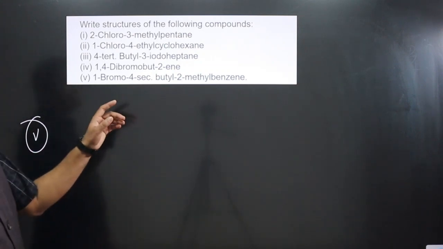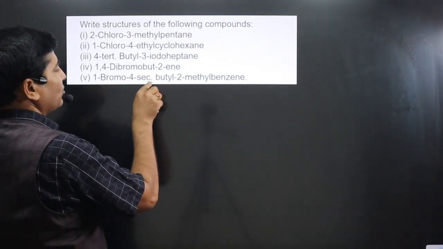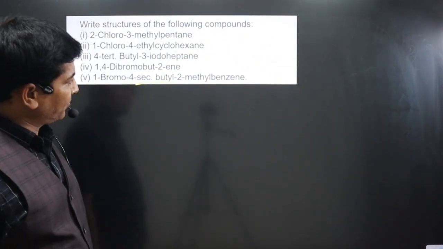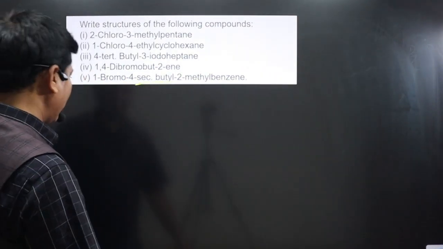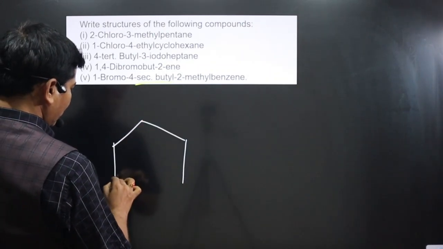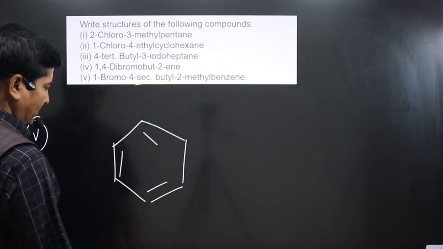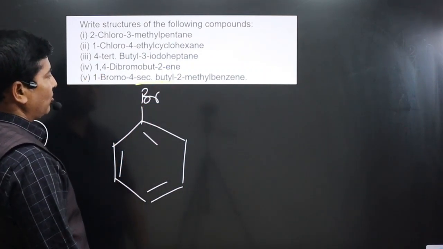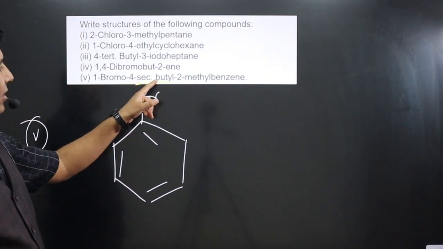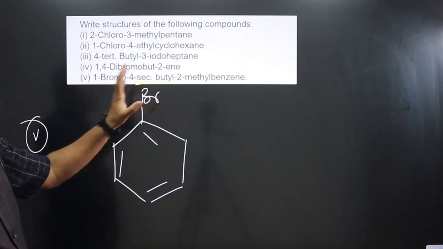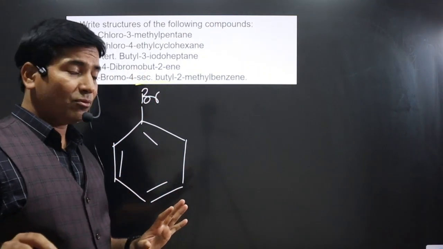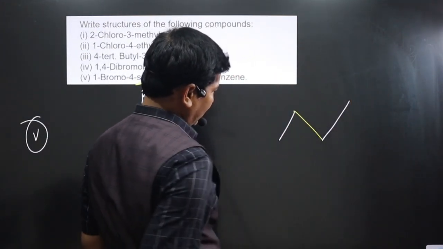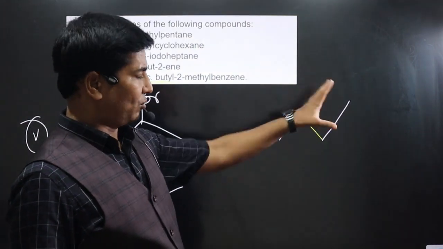We have the fifth one. 1-bromo 4-secondary butyl. You can see very interesting question. 4-secondary butyl in the sense secondary carbon in the butyl group. 2-methyl benzene ring is there. Okay, let's have the benzene ring. This is the benzene ring. Next, 1-bromo, attach Br. This is the 1-bromo. 4-secondary butyl. You can see in butyl how many carbon are there? 4 carbon. So you can see first carbon, second carbon, third carbon, fourth carbon is there. Okay, 1 2 3 4.